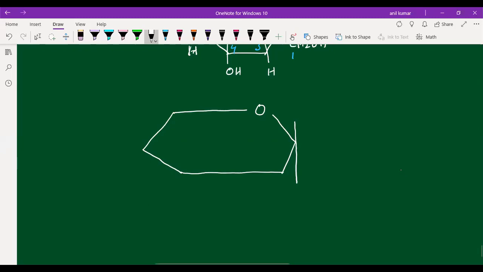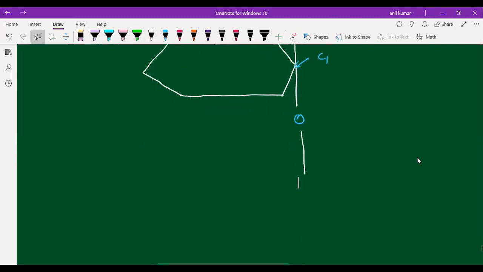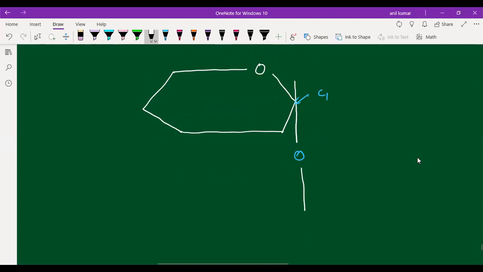This is the C1 carbon, students. Carefully see, this is our C1 carbon, and you can see there is an oxygen present. The oxygen will be attached like this to the C2 carbon of fructose. Students, see carefully.